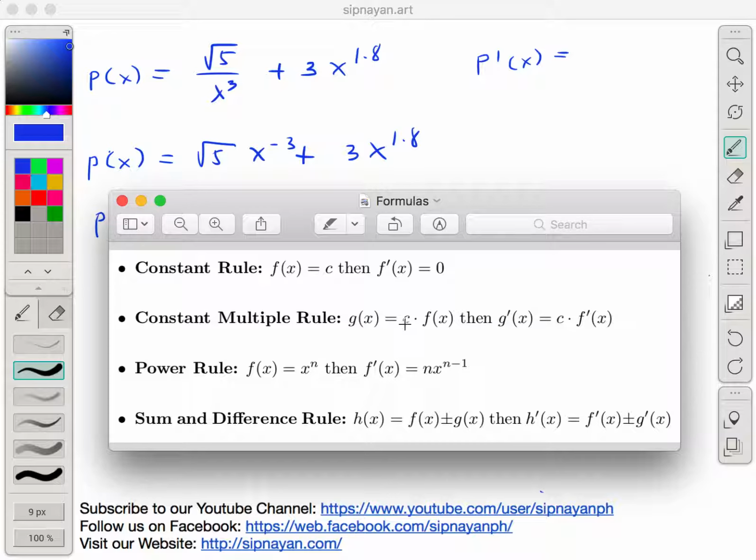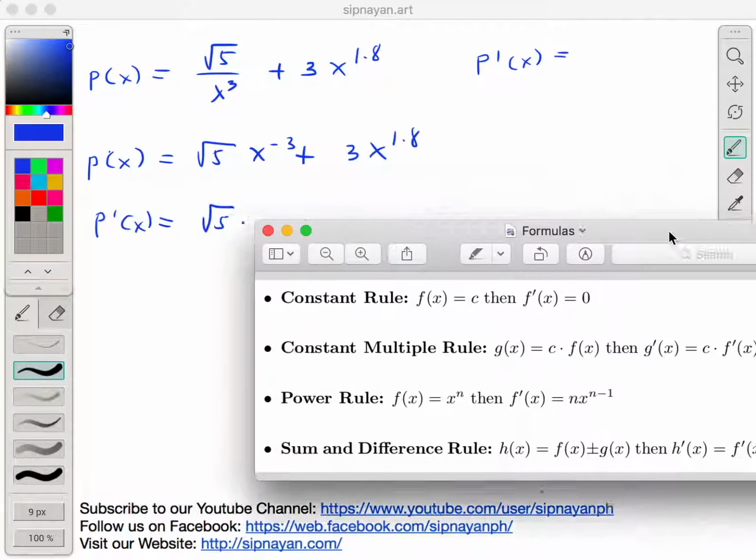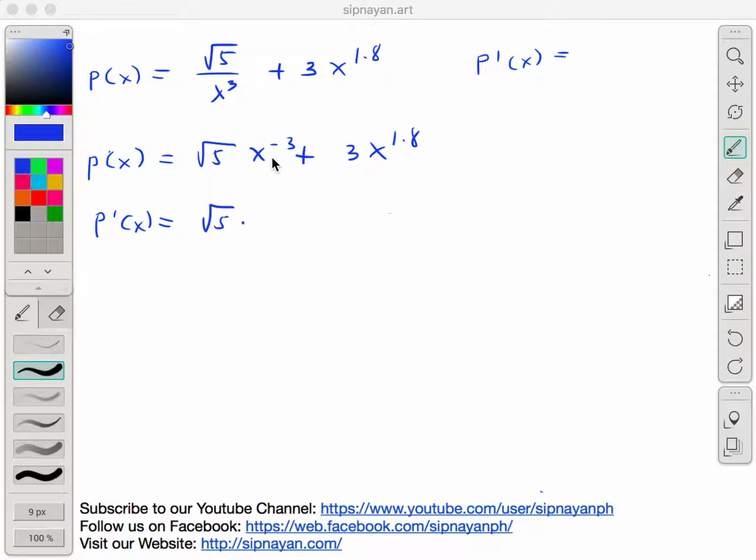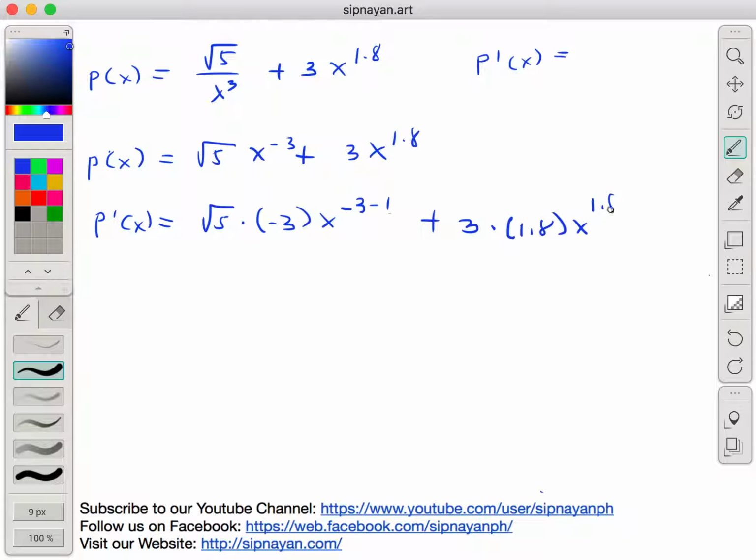So, pag meron tayong constant and the function, here our constant is square root of 5, our function is x to the negative 3. So, anong ginawa niya? We just keep the constant and find the derivative of the function. So, we keep the square root of 5 and then get the derivative of x to the negative 3, which is by the power rule, bababa natin siya negative 3 times x to the negative 3 minus 1. Plus, ganun din dito. We have a constant, 3, we just keep it, and then bababa natin to 1.8 times x to the 1.8 minus 1.